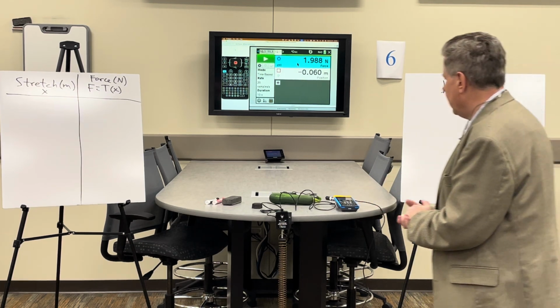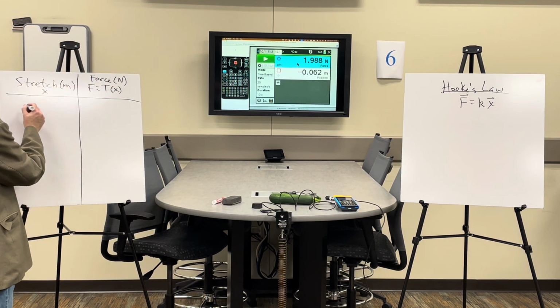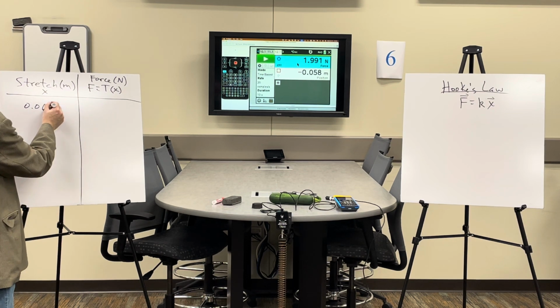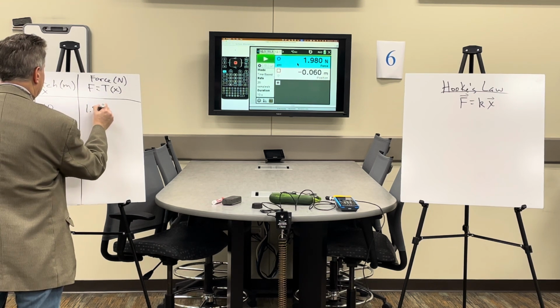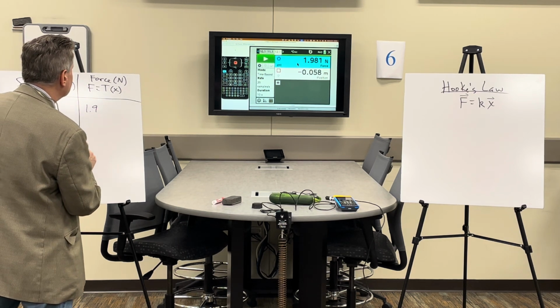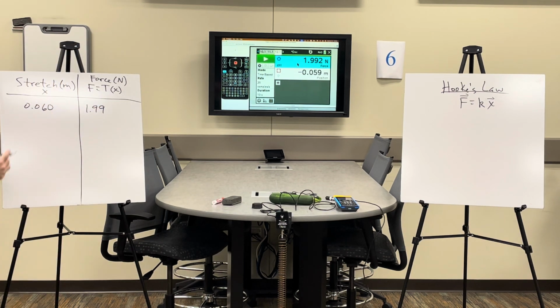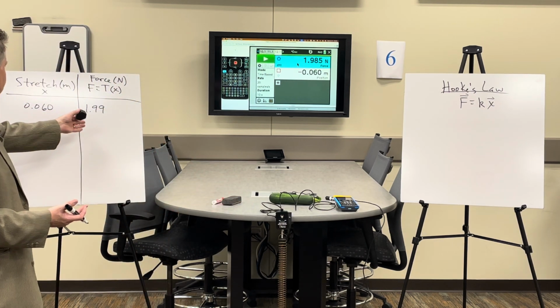So in this case, I've got a measurement of stretch somewhere around 0.06. And the force that goes with that is about 1.9. It's fluctuating because of movement. About 1.9, let's say 9 newtons. So close to 2, okay, which is actually good because we're going to estimate here in a minute. So if I put another identical mass in here, what would be the prediction for the force and the stretch?